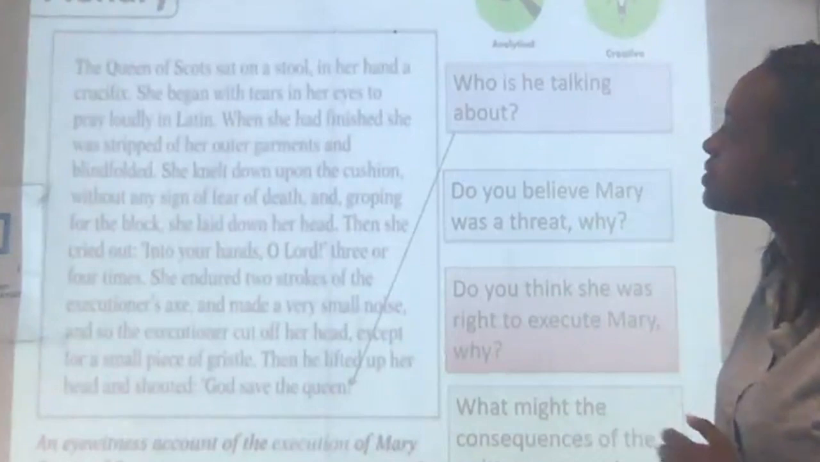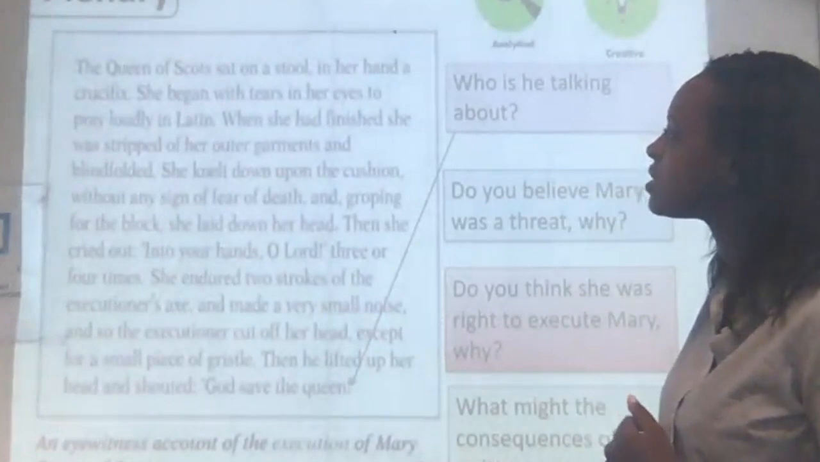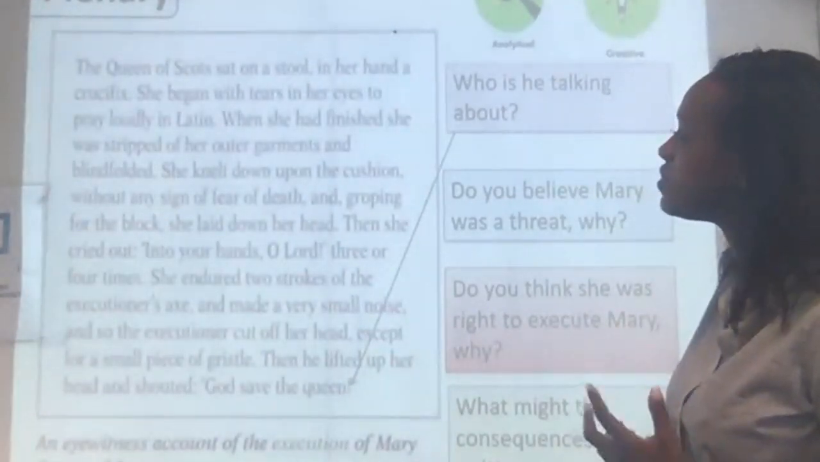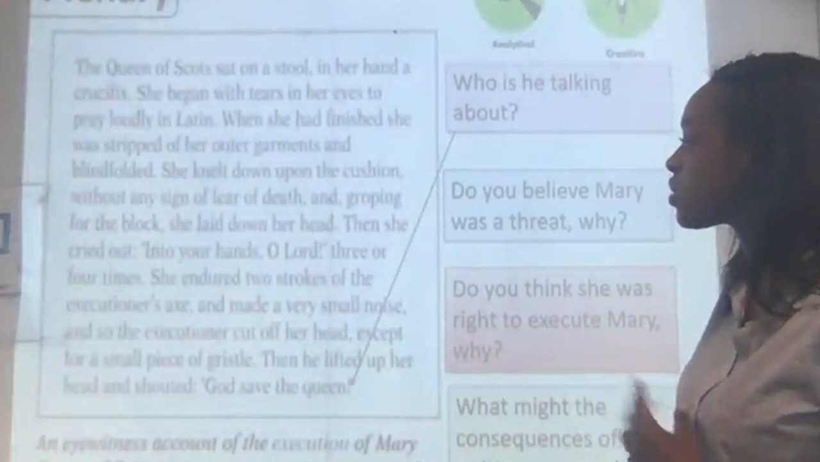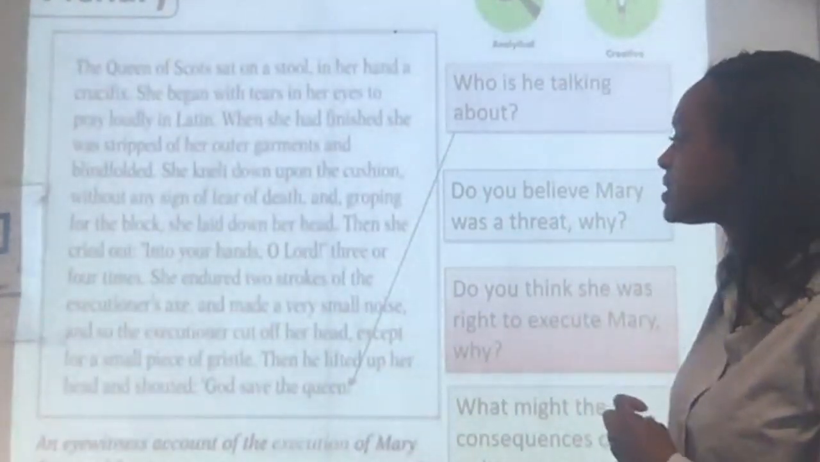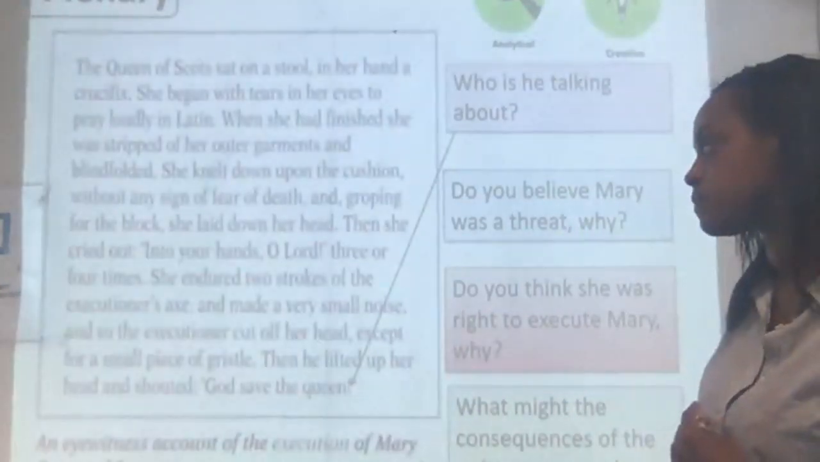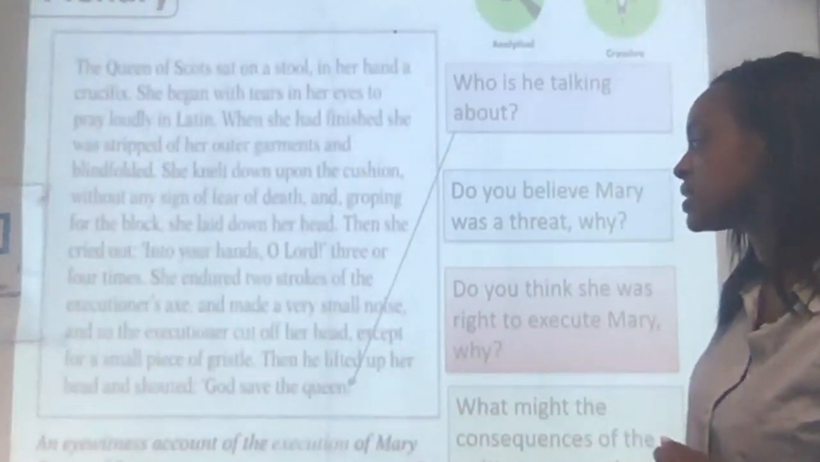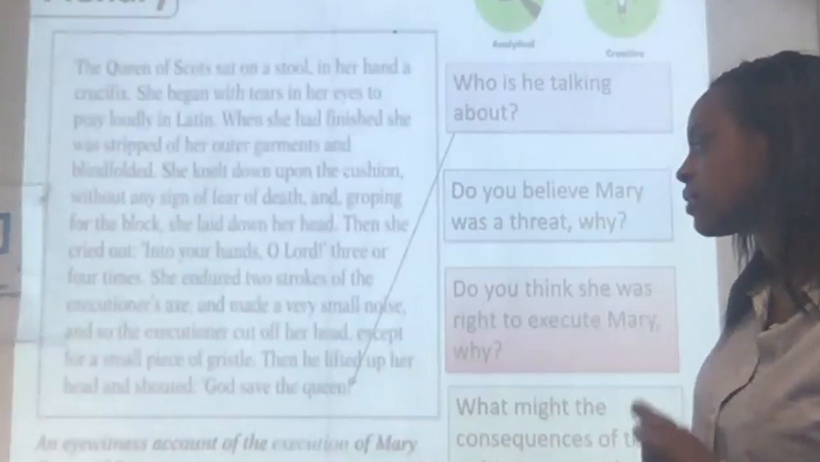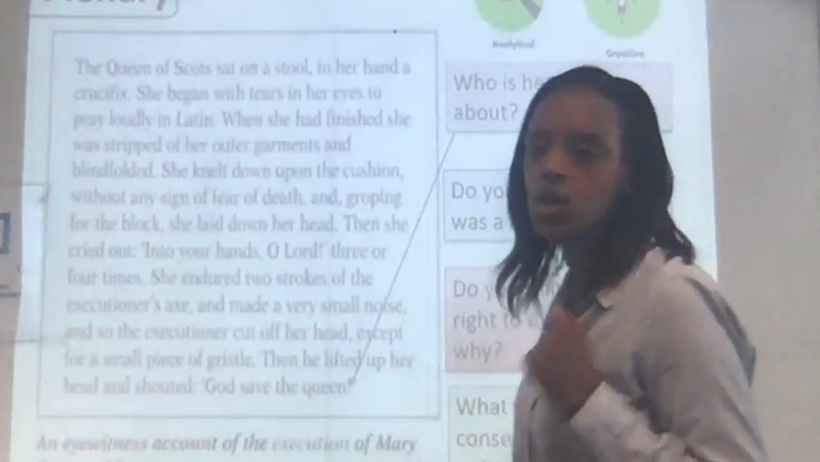The Queen of Scots sat on a stool, in her hand a crucifix. She began with tears in her eyes to pray loudly in Latin. When she had finished, she was stripped of her outer garments and blindfolded. She knelt down upon the cushion without any sign of fear of death, and, groping for the block, she laid down her head. Then she cried out, "Into your hands, O Lord," 3 or 4 times. She endured 2 strokes of the executioner's axe and made a very small noise, and so the executioner cut off her head, except for a small piece of gristle. Then he lifted her head and shouted, "God save the Queen."